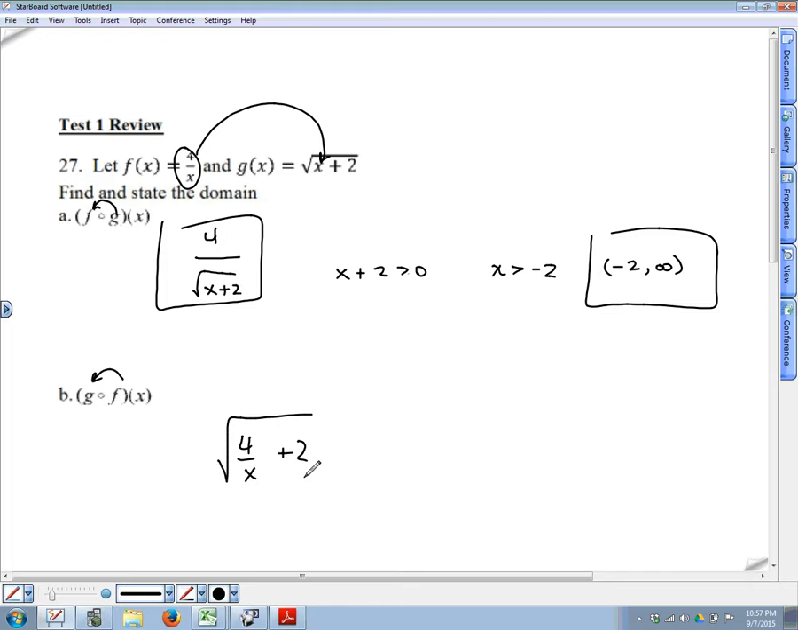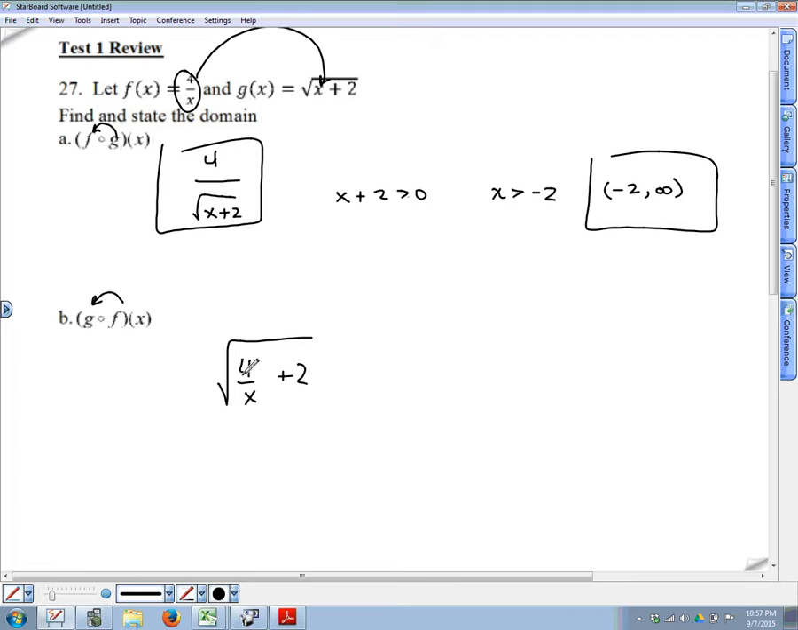Now this one's a little bit trickier to find the domain. In order for this expression to be defined, 4 over x plus 2 needs to be greater than or equal to 0. So the way to solve this inequality is, well, let me first show you an incorrect way. It's really tempting to say, well, let's move the 2 over like this, and then multiply both sides by x, and now we've got 4 greater than or equal to negative 2x, and then divide by negative.